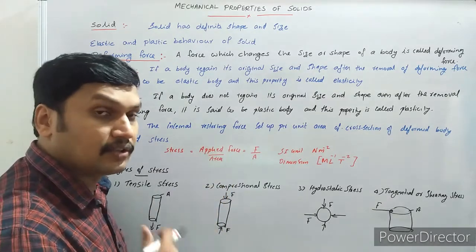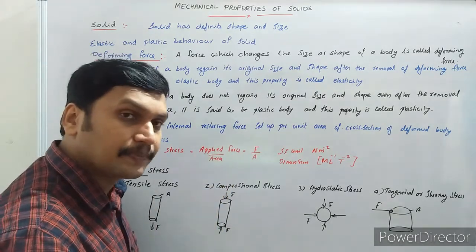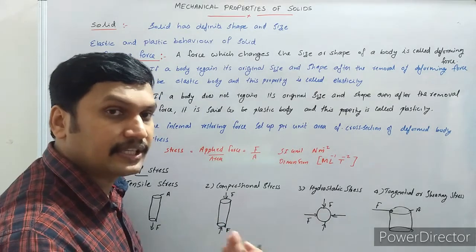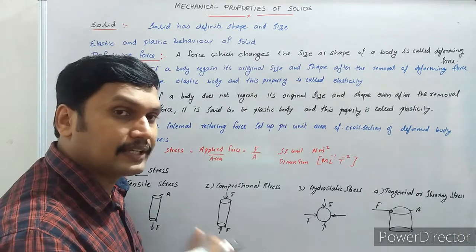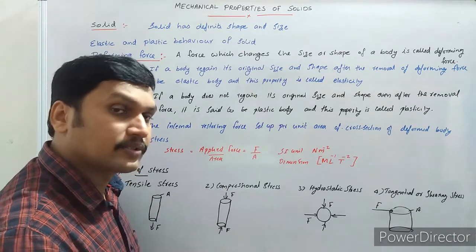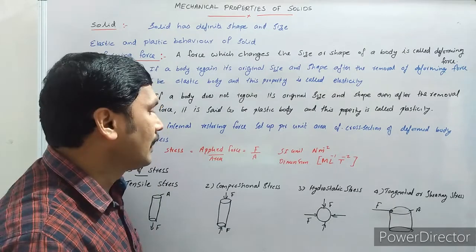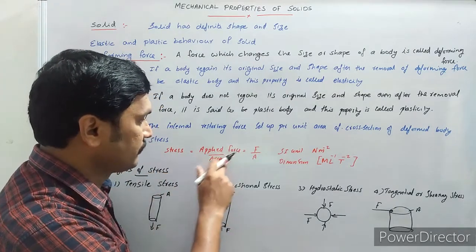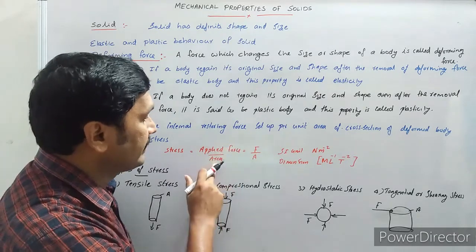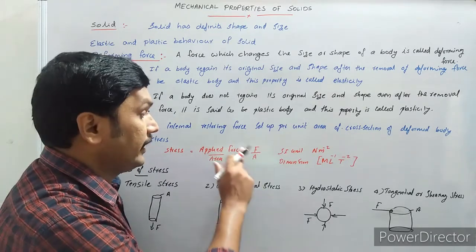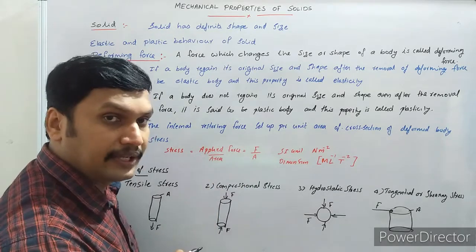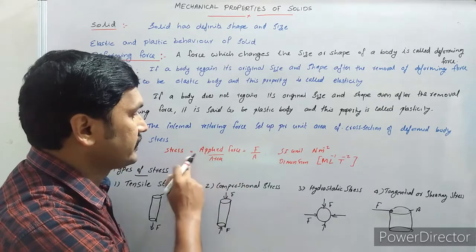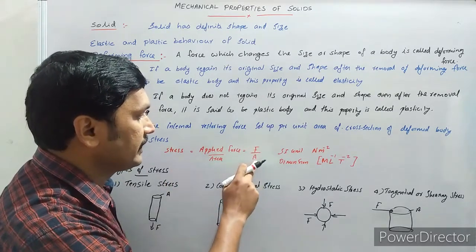We know that the restoring force is numerically equal to the applied force by Newton's third law, and an equal and opposite force is originating inside the solid. So we call that a restoring force. So restoring force is numerically equal to applied force. So the stress is equal to either the restoring force by area or applied force by area. Suppose a force F is acting on a body having an area A, then we can say the stress is equal to force by area, F by A.